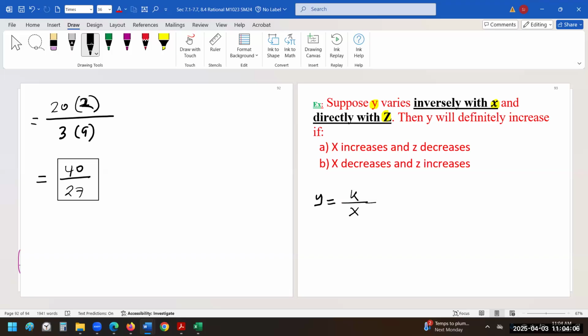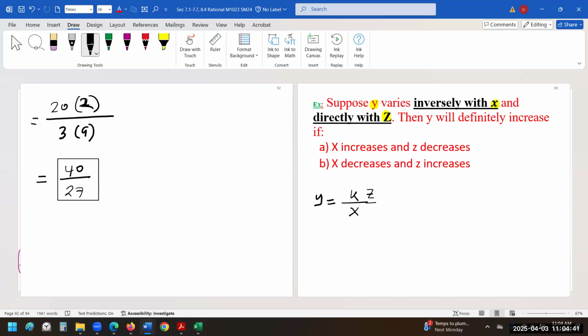k means the rate at which they are changing. Now with the same rate, z is also changing. But how is z changing this time? Directly. So where does z go? On the numerator or on the denominator? Next to the k on the numerator. So when three things are changing at the same time, we call them joint variation because they are changing jointly. So this is our equation for this variation.